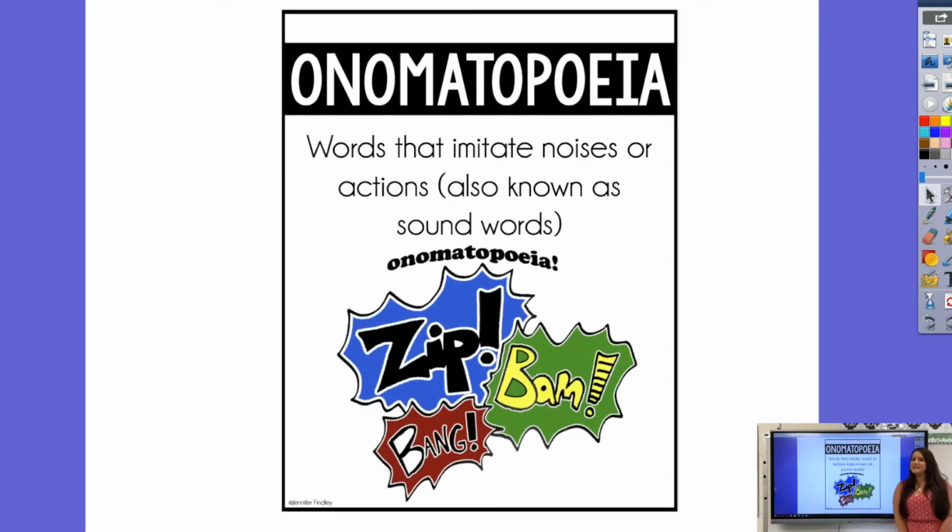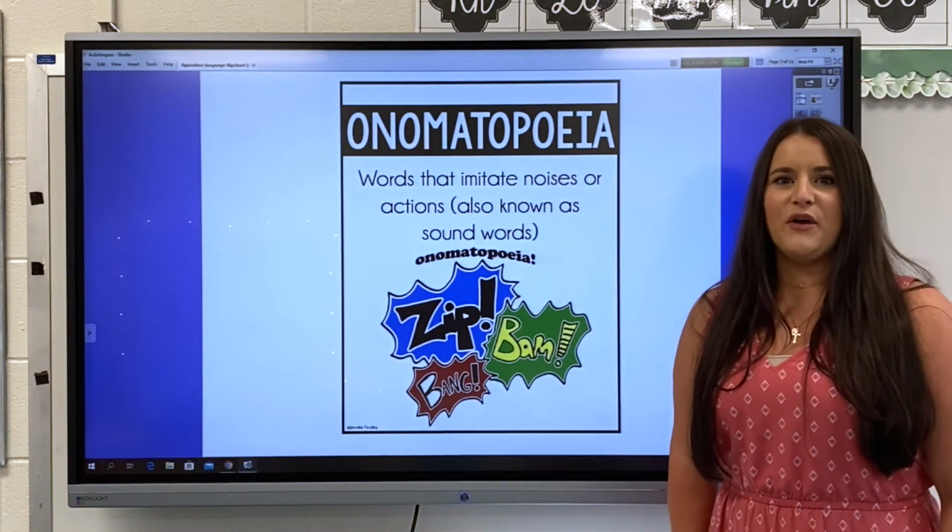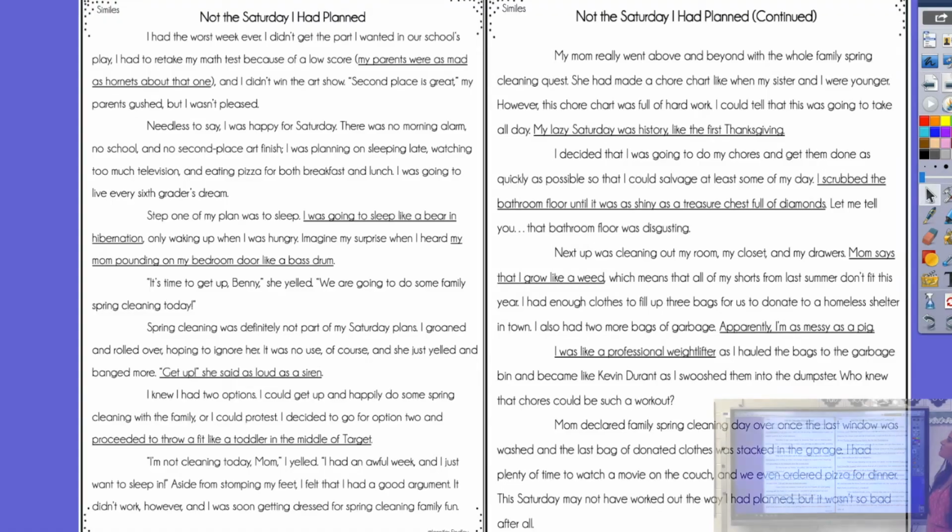Onomatopoeia, that can be the one that's fun to say. Words that imitate noises or actions, also known as sound words. So zip, bang, bam, swoosh, words like that, okay? So go ahead and jot that down. This will be our last example, and we're going to move on to our text now.